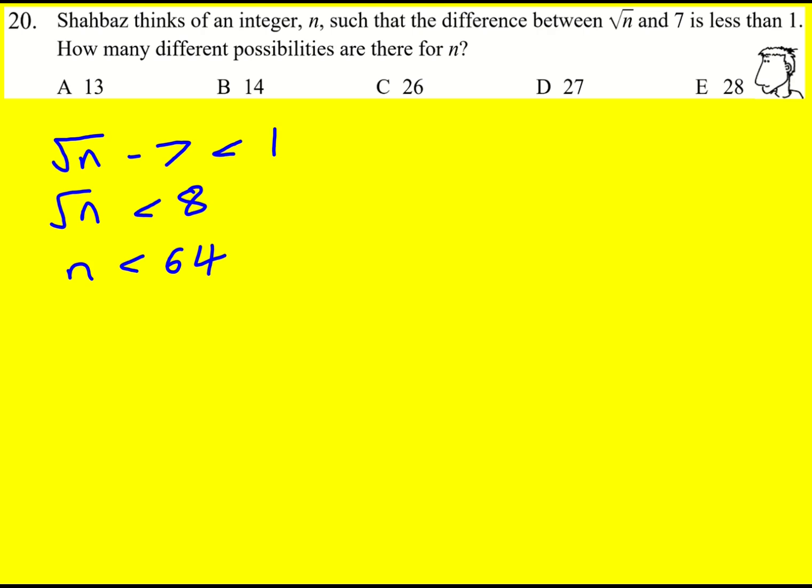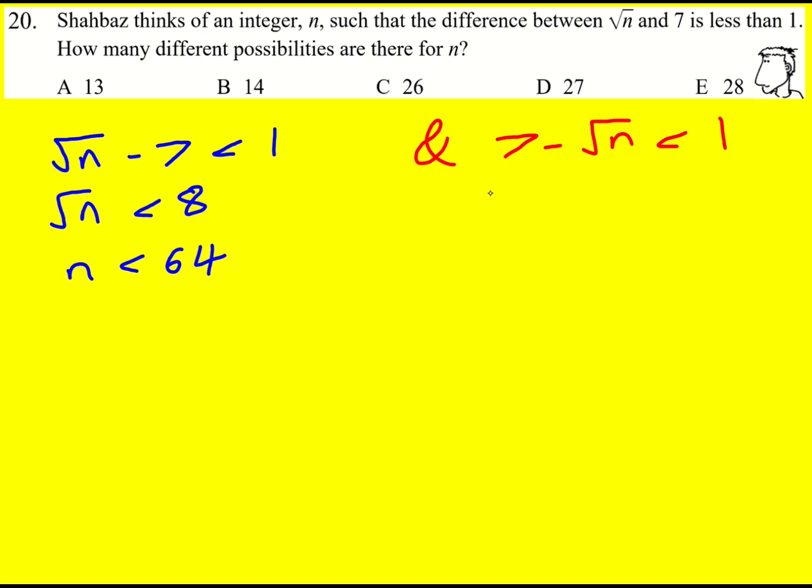We also, however, need to look at the lower end, because obviously if n was like 0 or something, then root 0 is 0. The difference between 0 and 7 is not less than 1. So we also require that 7 minus root n is less than 1, this way around as well.